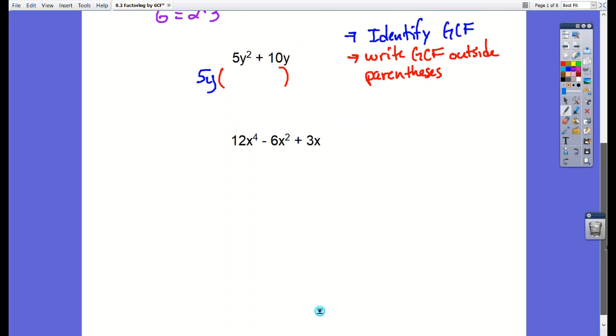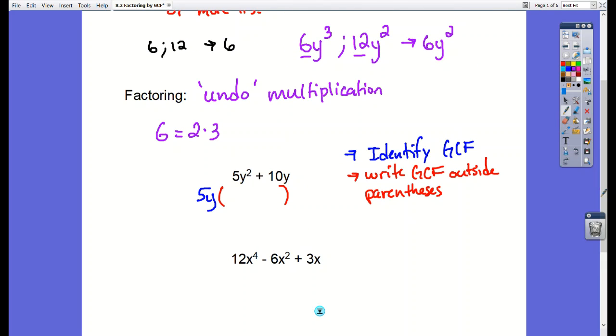And then on the inside, we simply want to write whatever is left over. So if we take out 5y, what is left over? We're essentially dividing it out. Good. There we go. So then what are we going to do? Write what is left over. Or another way to say that is divide out the GCF.